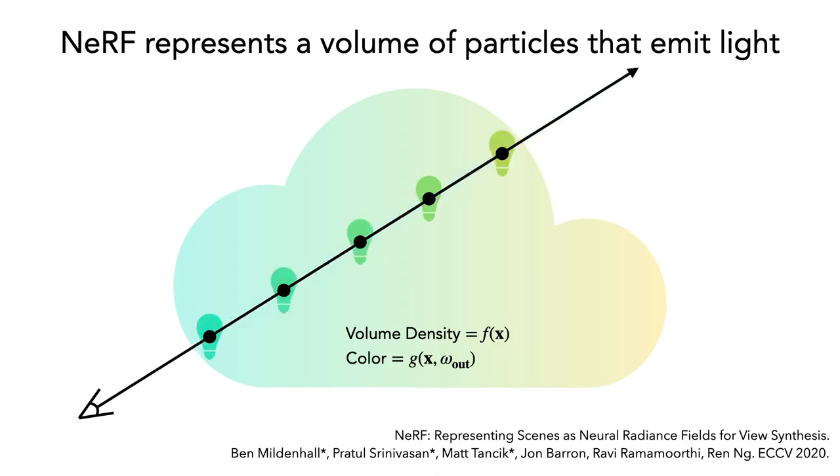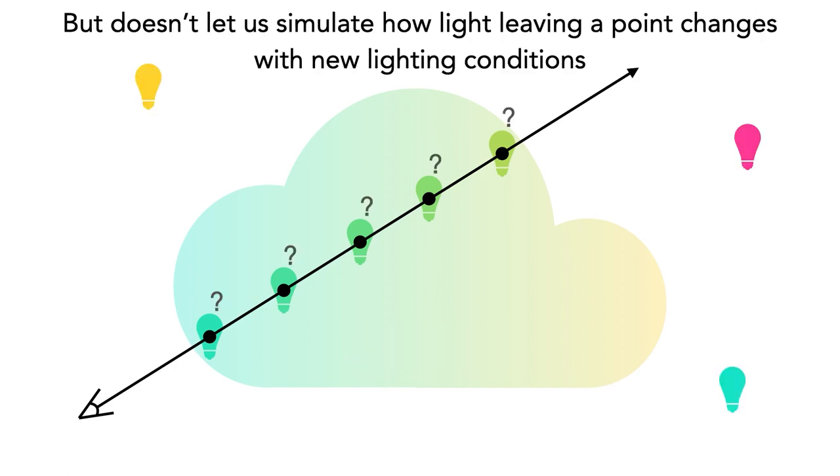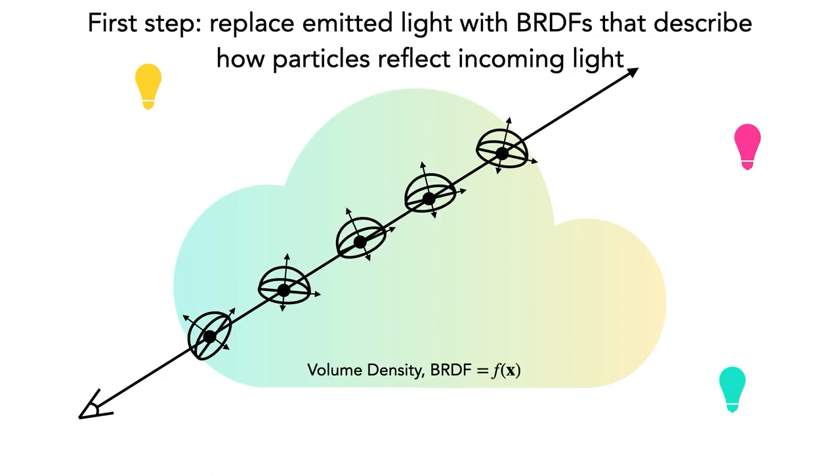You just sample points along the ray, and the final color is a sum of the light emitted by particles at each point, multiplied by how much that point is blocked by closer samples. But this representation does not give us a way to simulate how any point's appearance changes with new lighting conditions. To enable relighting, we first need to replace NeRF's model of all points being emitters with a model where all our points have a scattering function, like a BRDF in the case of opaque surfaces, that describes how particles reflect or scatter incoming light. So in this model, we just have an MLP F that outputs the volume density and parameters of the BRDF for any 3D location x.